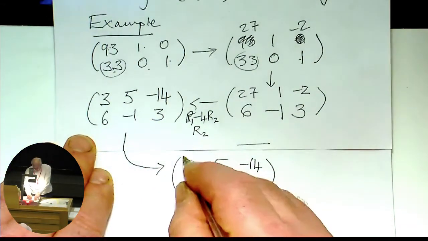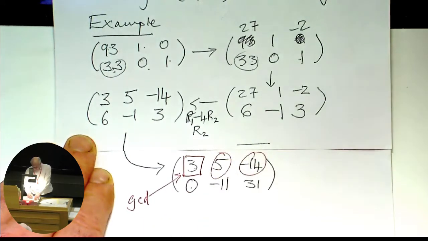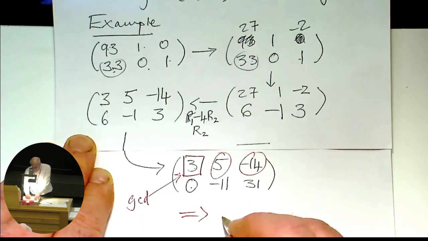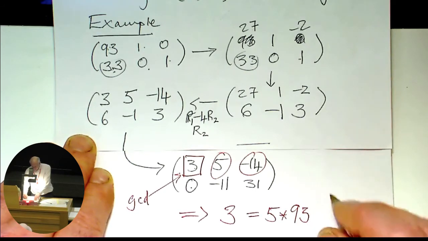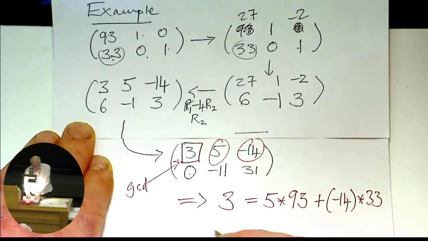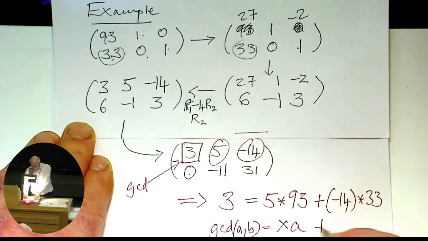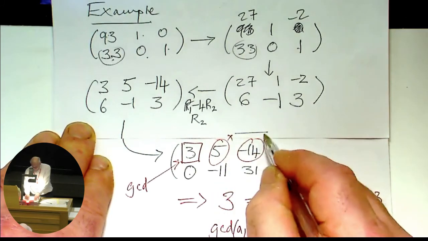So when I get to the 0, I know this is the greatest common divisor, and these are the coefficients I need. This tells me that the greatest common divisor, 3, is equal to 5 times the first number, 93, plus minus 14 times the second number, which is 33. The general formula is that the greatest common divisor of A and B is x times A plus y times B, and this will be x and this will be y.